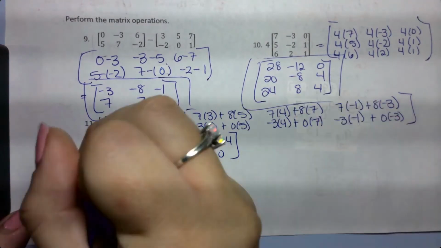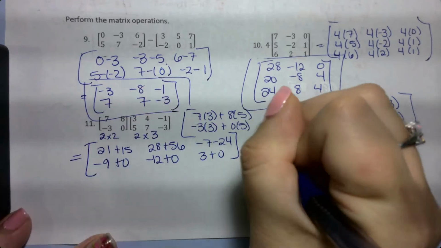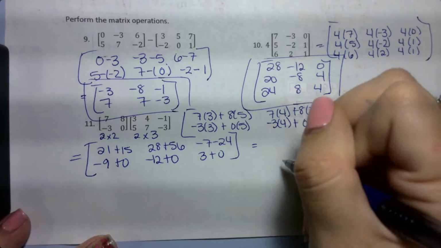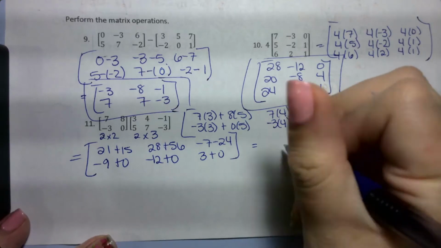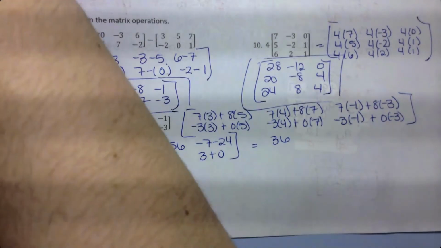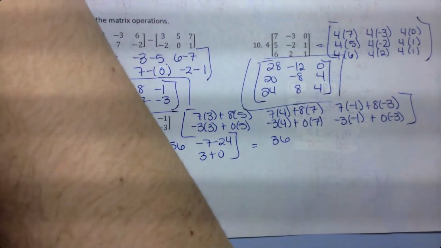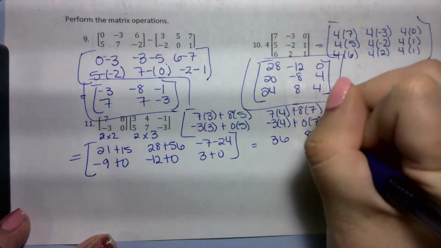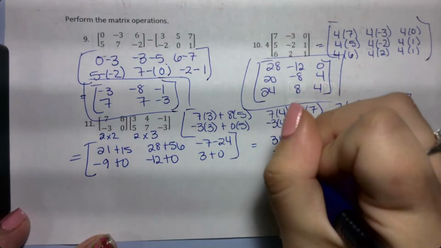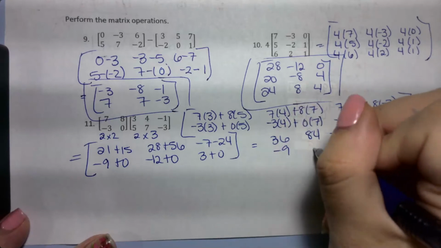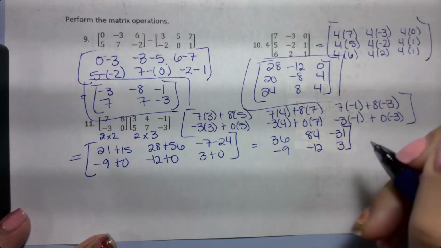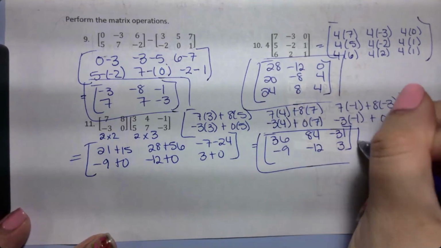Draw my brackets again. Then I just want to combine each addition in each position. I'm going to end up with 36. I don't know, 28 plus 56. Give me a second. Gives me 84. Negative 7 minus 24 is negative 31. Negative 9 plus 0 is negative 9. Negative 12 plus 0 is negative 12. And 3 plus 0 is 3. So that is my final answer here.